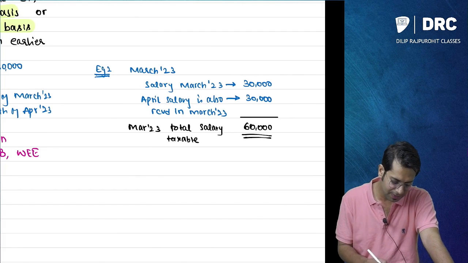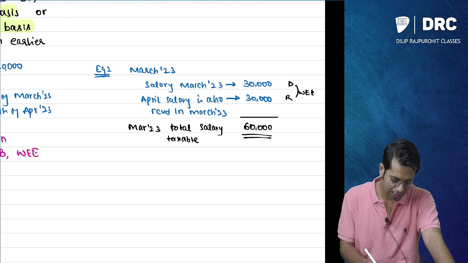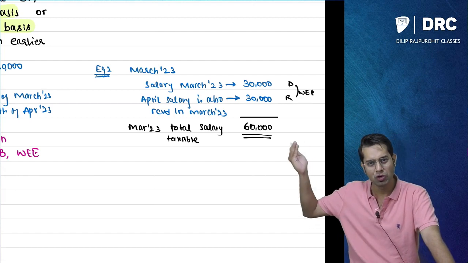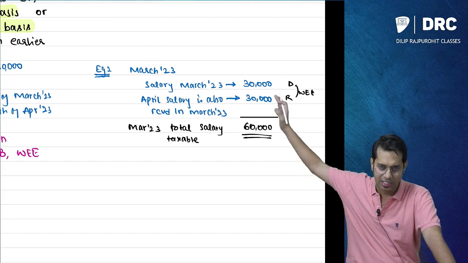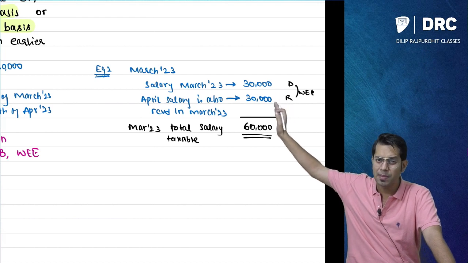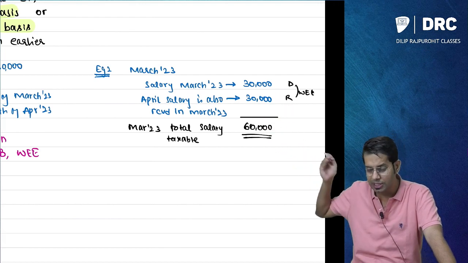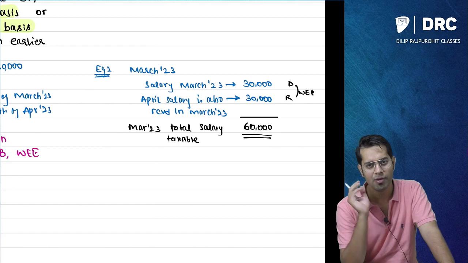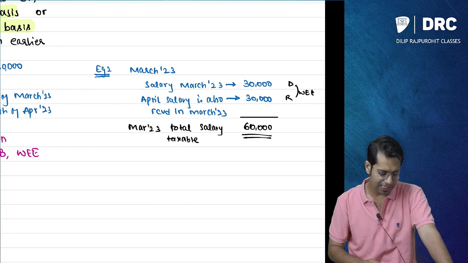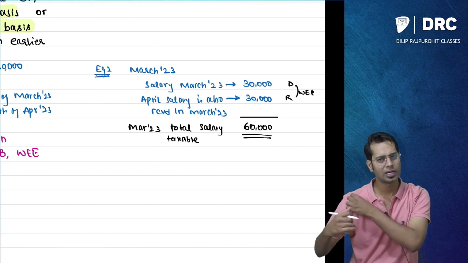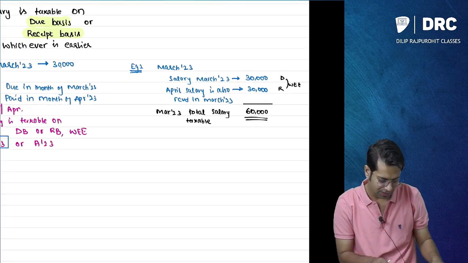See, salary is taxable either on due basis or on receipt basis, whichever is earlier. The month of March salary was due and received in the month of March, therefore it is taxable in the month of March. Similarly, April month salary, though it is not due, was received by me in the month of March, so it will be taxable in the month of March.